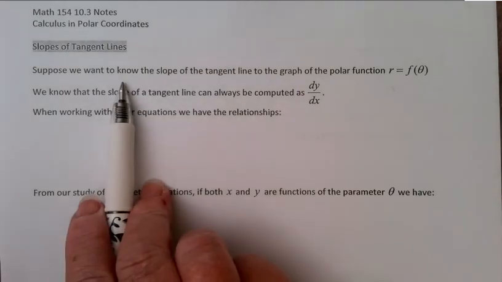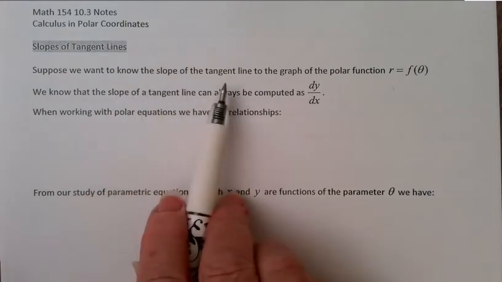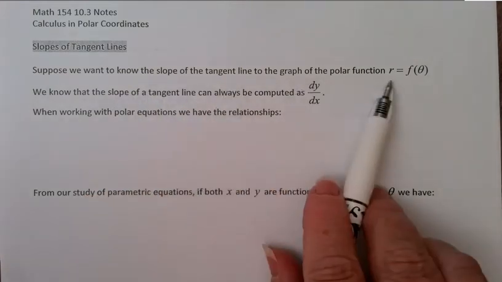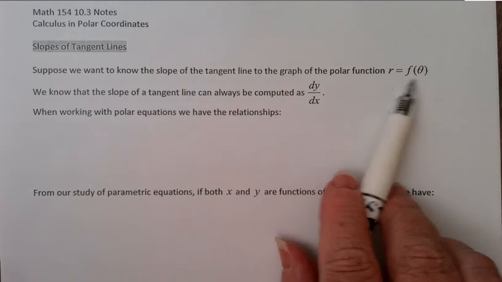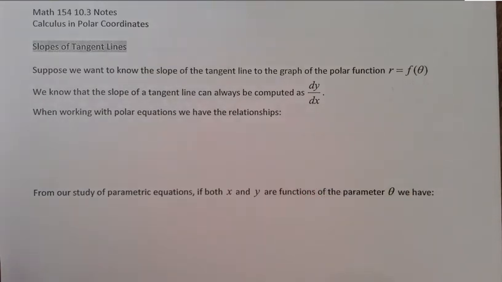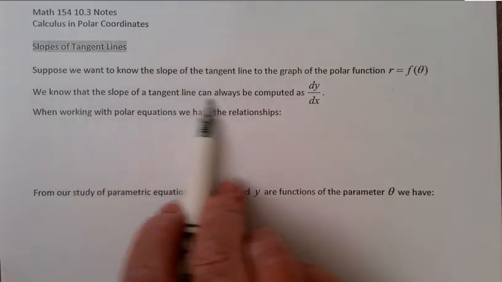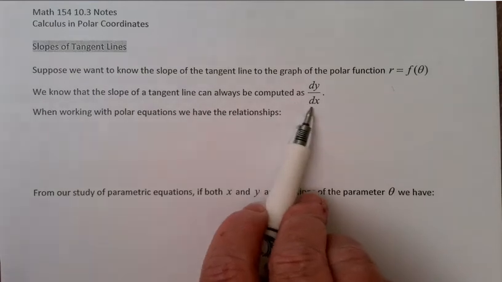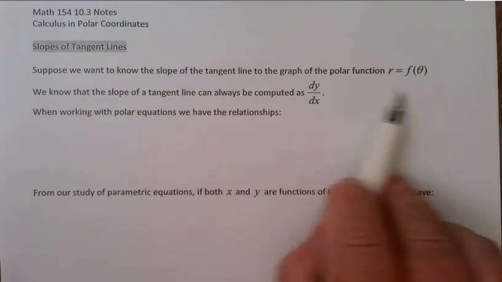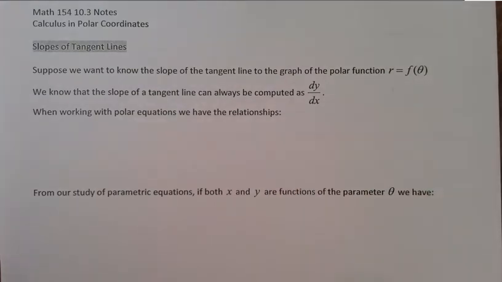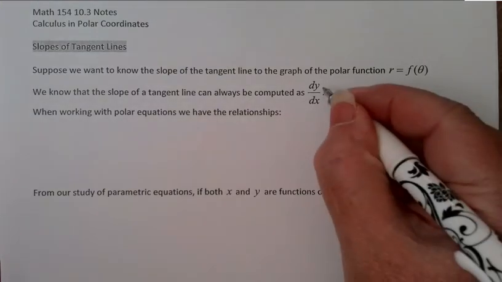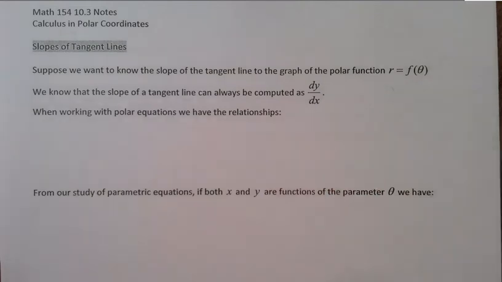So let's suppose that we want to know the slope of the tangent line to the graph of the polar function, r equals f of theta. We always know the slope of a tangent line is dy dx. We just have to come up with an expression for dy dx in polar coordinates. Keep in mind, when working with polar coordinates, we always have the relationships between x and y and r and theta.